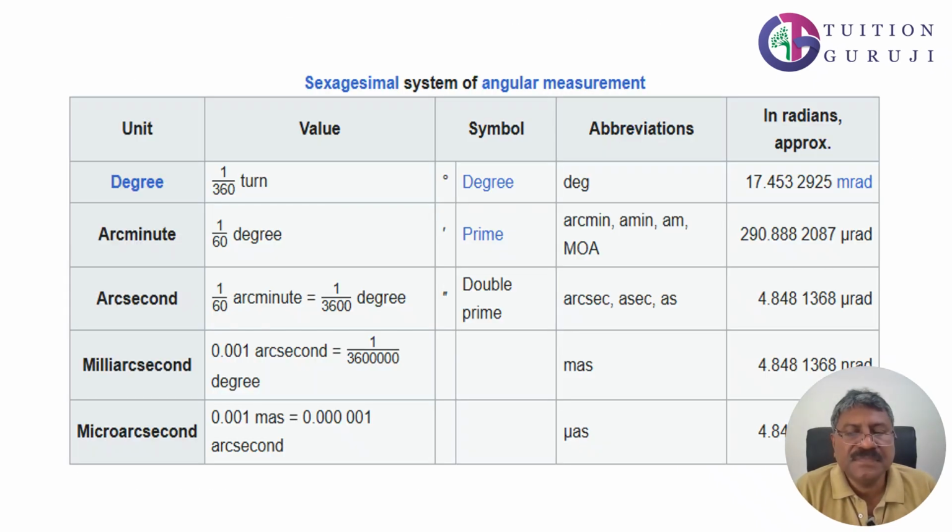So at the center of a circle, 360 degrees is formed. 1 degree is 1 by 360 of a turn. So 1 arc minute is 1 by 60th of a degree, and 1 arc second is 1 by 60th of an arc minute, which is 1 by 3600 of a degree. A milliarc second is 1 by thousandth of an arc second. A micro arc second is equal to 1 by 1 million of 1 arc second.